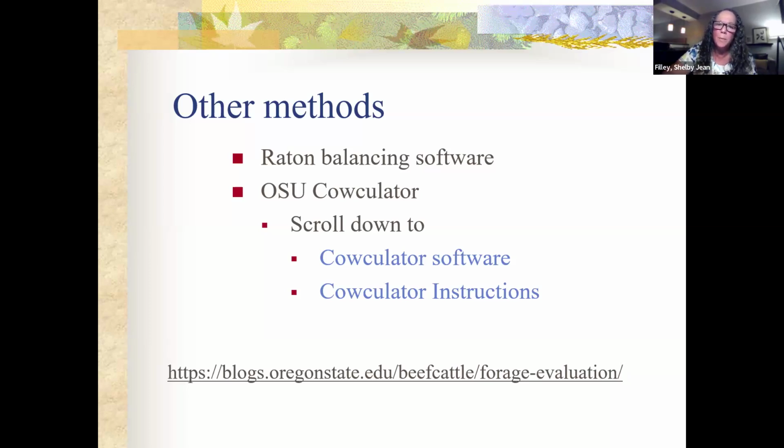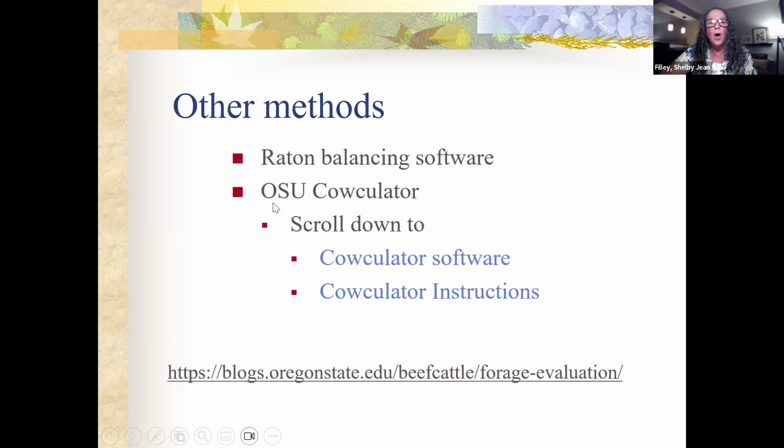So struggle through the Pearson square first, please, and then go to this OSU calculator. So the OSU calculator is on an OSU, the Eastern Oregon Agricultural Research Center in Burns. They have a beef cattle website, and they have a forage evaluation section. So you have to scroll down and you see the calculator software that you can download onto your own computer and the instructions.